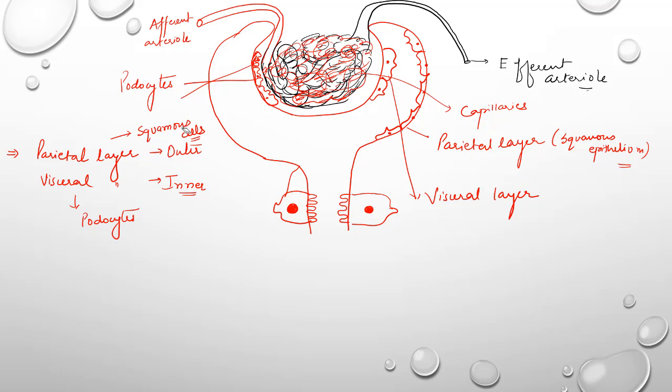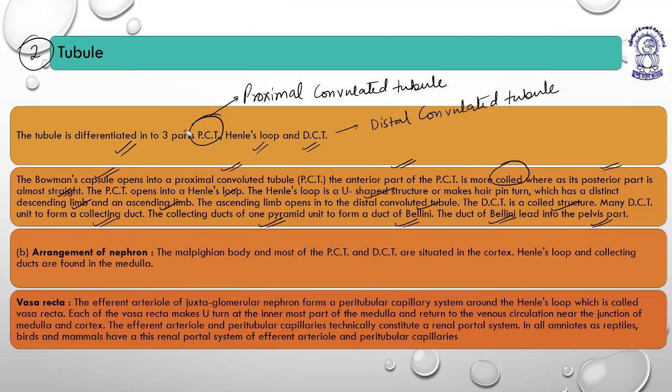Now, the arrangement of nephrons: the Malpighian body and most of the proximal convoluted tubule and distal convoluted tubule are basically situated in the cortex region. The loop of Henle and collecting duct are found in the medulla, while the PCT and DCT are situated in the cortex, along with the Malpighian body.